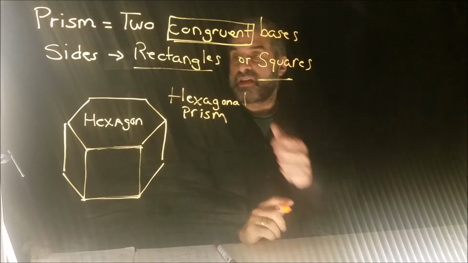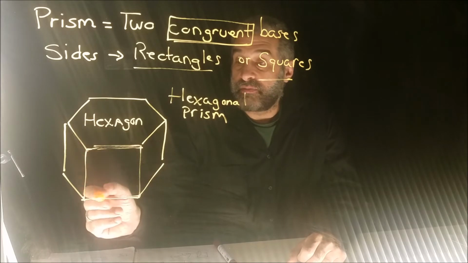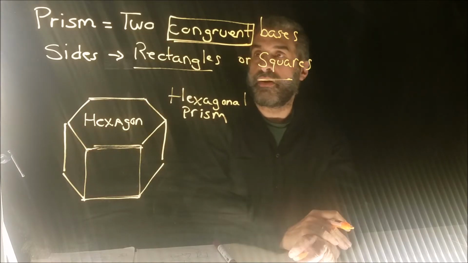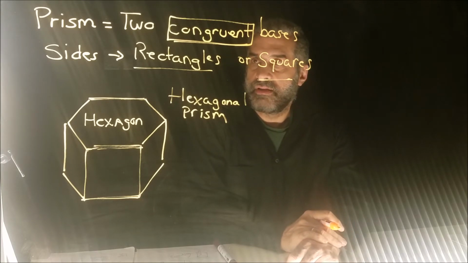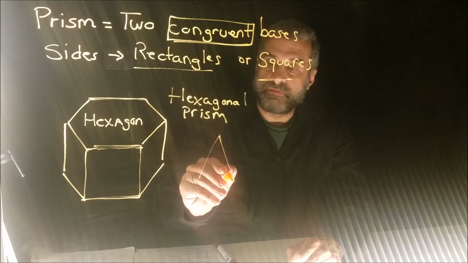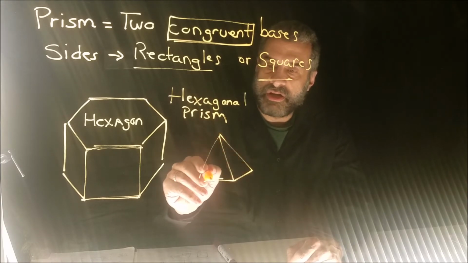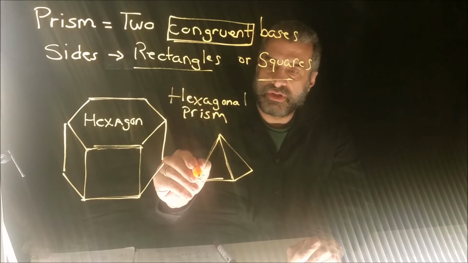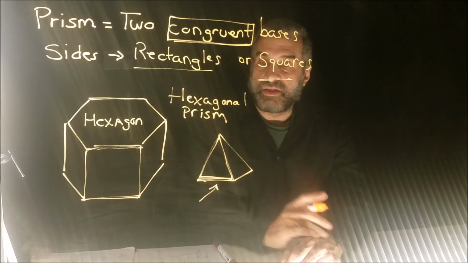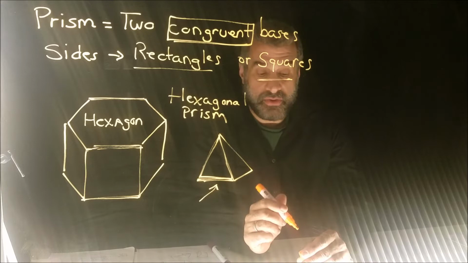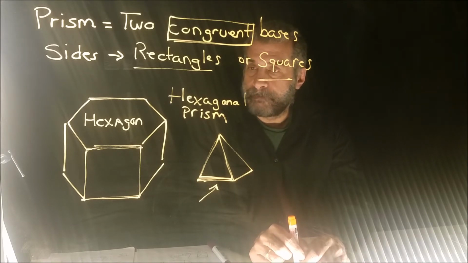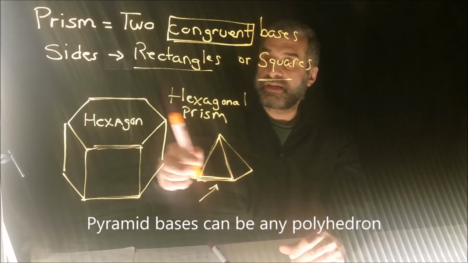Now, the bases that are congruent: there's a top and a bottom that are congruent. They're hexagons, and the rest are rectangles or squares. So that's what a prism is. Unlike a pyramid, right? A pyramid does not have two congruent bases. In fact, it only has one base. And the base could be a square, or the base could also be a triangle. So we'll talk about pyramids in a minute. Okay, so that's a hexagonal prism.